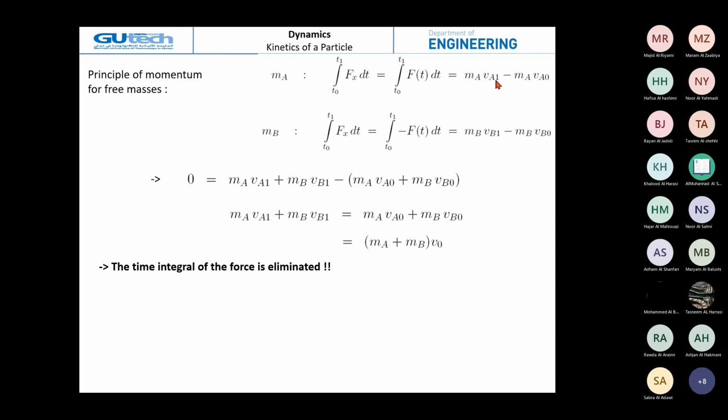We have MA VA1 plus MB VB1 minus (MA VA0 plus MB VB0). And you can see that this is equal only to the mass MA plus MB multiplied by V0. That means VA0 and VB0 are equal as they are attached together with the connector. Okay, we can simplify: VA0 and VB0 are equal only to V0.